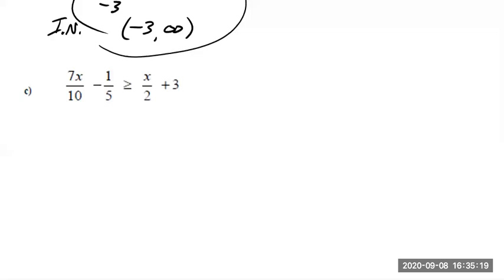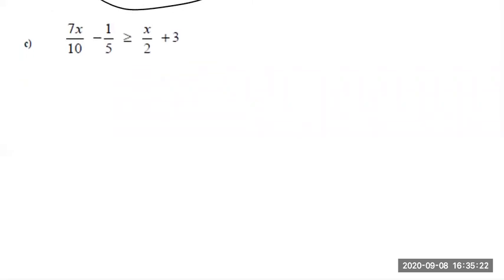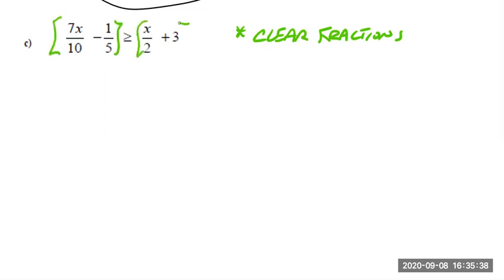Even if we have an inequality with fractions, we can clear fractions to help us out with our expressions. So with this one, probably multiply both sides by a common denominator or a factor that will cancel every denominator. So a 10 will cancel every denominator. It'll cancel a 10, a 5, and a 2. So we'll multiply everything by 10.